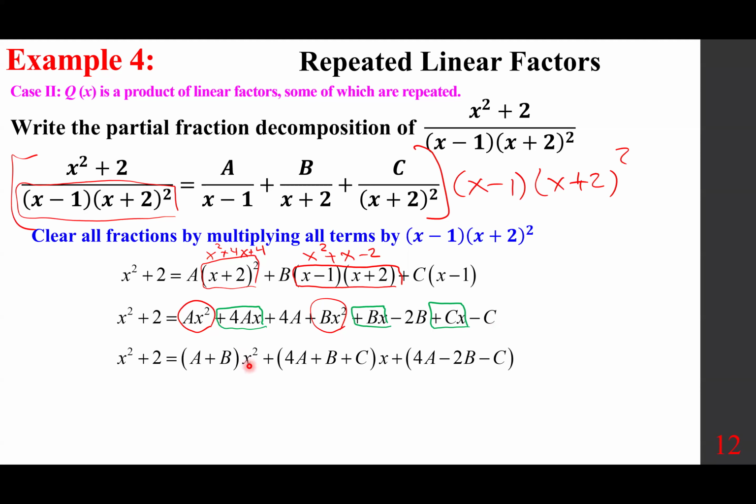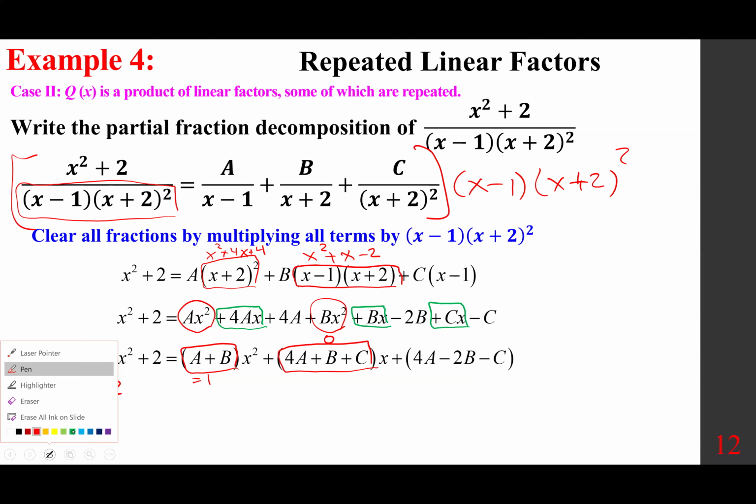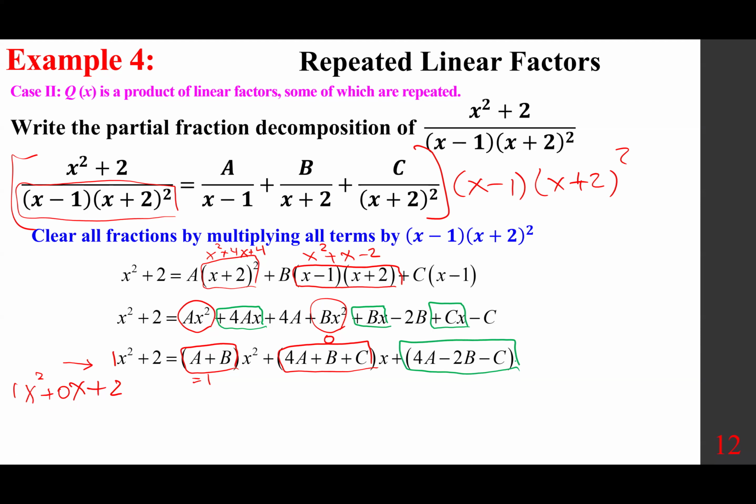What is the coefficient of x squared? 1. So this must equal 1. What is the coefficient of x? This must be 0 because this one has no x. It has, let me just write it, 1x squared plus 0x plus 2. And finally, this is the number or the constant 2. So that must be equal to 2.